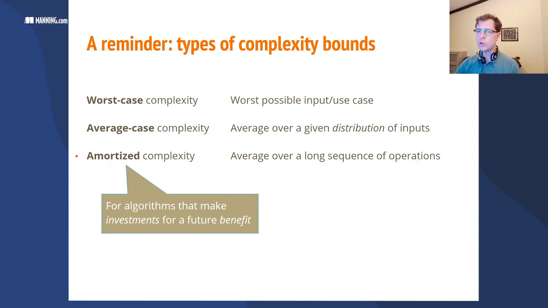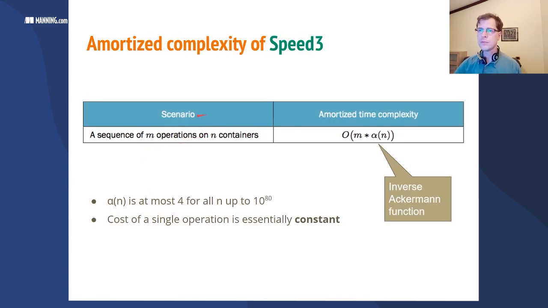And you need to use amortized complexity, in other words, that's the most appropriate way to measure complexity whenever you're dealing with algorithms or data structures that make investments, that make some computational effort now to get some future benefit later. And that's exactly the case for union find trees. As a matter of fact, if you imagine the implementation based on union find trees.